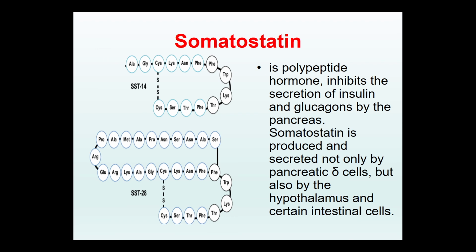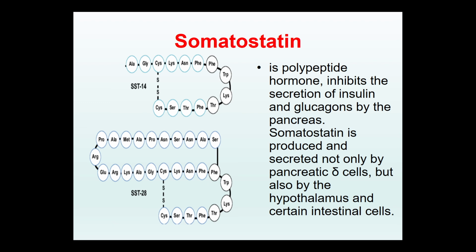Somatostatin. If you remember, we discussed today one form of somatostatin, which is produced in the hypothalamus. And hypothalamic somatostatin takes part in regulation of growth hormone production in the pituitary. But somatostatin is also a polypeptide hormone, and it can be produced in the pancreatic delta cells. Some part can also be produced in intestinal cells, not only in the hypothalamus.